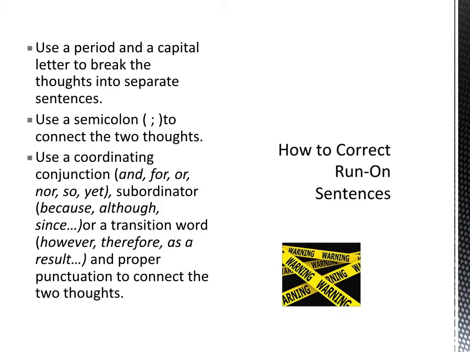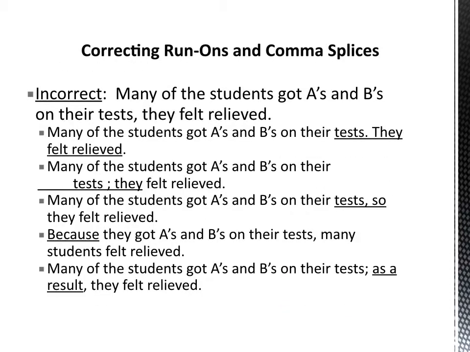All right, let's look at some examples. We've got an incorrect sentence here. Many of the students got A's and B's on their tests, comma, they felt relieved. So I have a comma splice here because I have "many got" and "they felt." So I've got two subjects and verbs, two independent clauses, two complete thoughts, and they're connected with only a comma. And you can see there's a number of different ways that I can fix it.